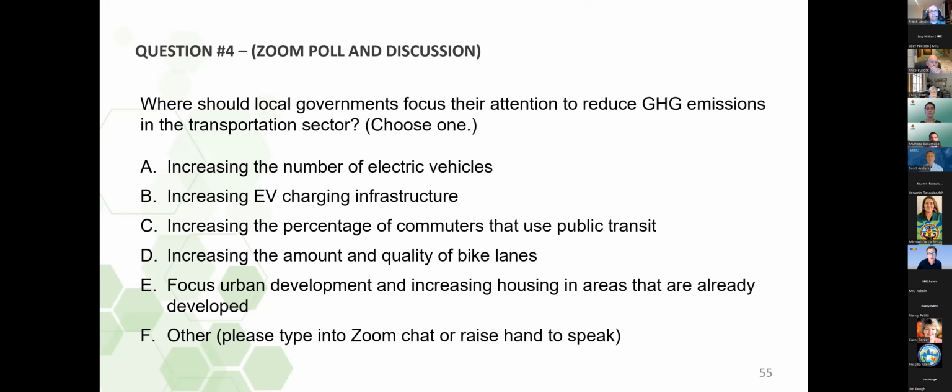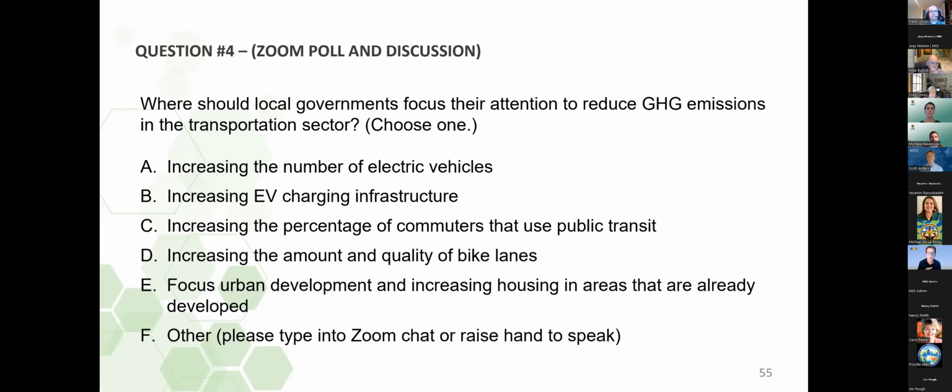So next, we're going to put up a polling question briefly. I want you to look at these answer options for the moment. Where should local governments focus their attention to reduce greenhouse gas, or GHG, emissions in the transportation sector? We've got some options here, and as always, we have the customary other at the end if you feel like there are other choices that should rise to the top. But again, we want to challenge you to pick a top one for the moment.